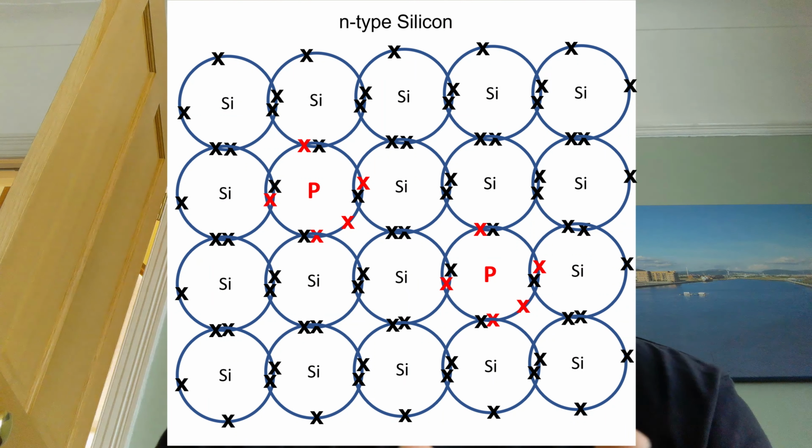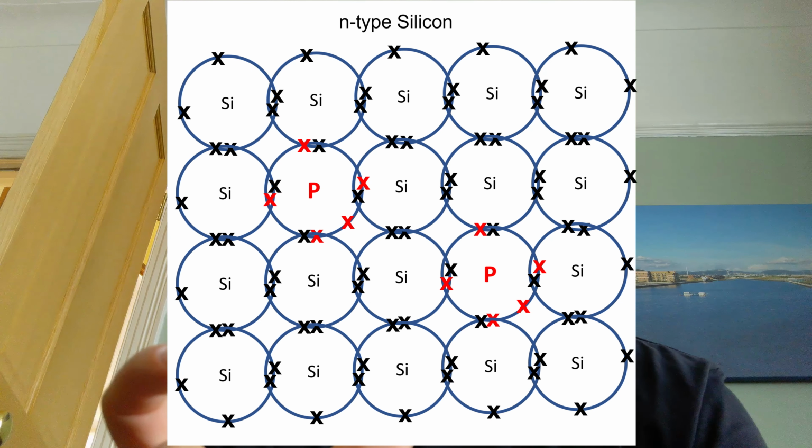So what happens is you take your pure silicon and you implant it with phosphorus if you want an N-type semiconductor or N-type silicon. So you bombard or you incorporate phosphorus into the melt when you're forming it, or you bombard it and do ion implantation. And what happens is that one of the silicon atoms gets replaced by the phosphorus atom.